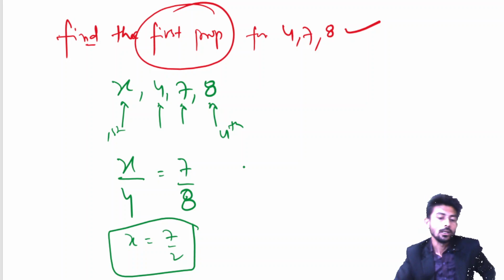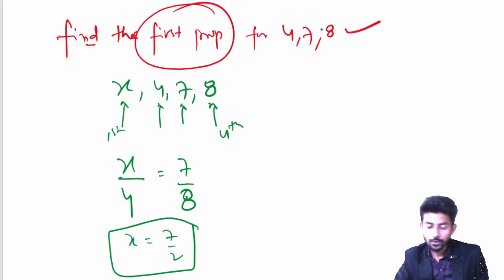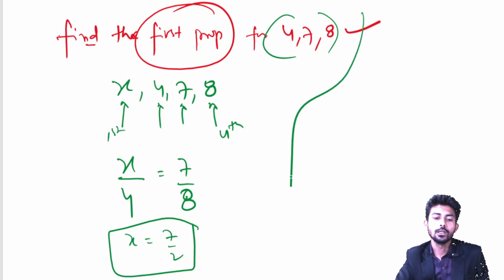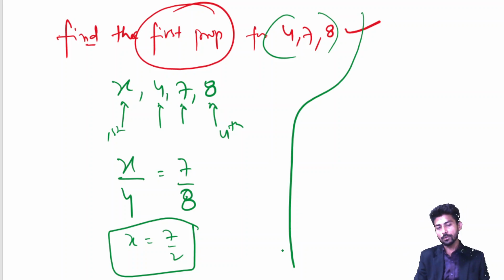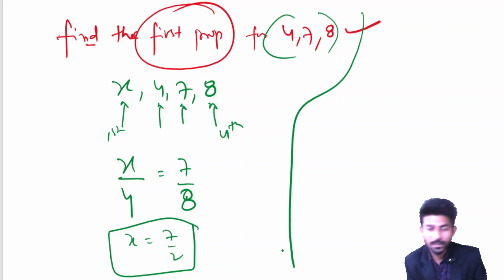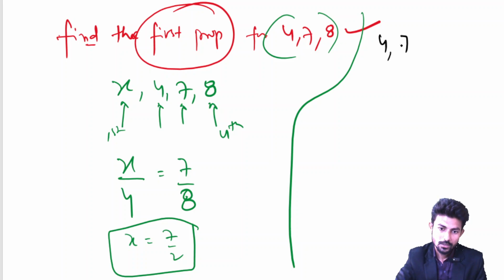Okay, now for the same set of numbers, they could also ask what is the second proportion, what is the third proportion, and what will be the fourth proportion. Anything can be asked. So if we have to find out the third proportion for the same three numbers, what would we be writing there? We'll be writing 4, 7, x and 8.